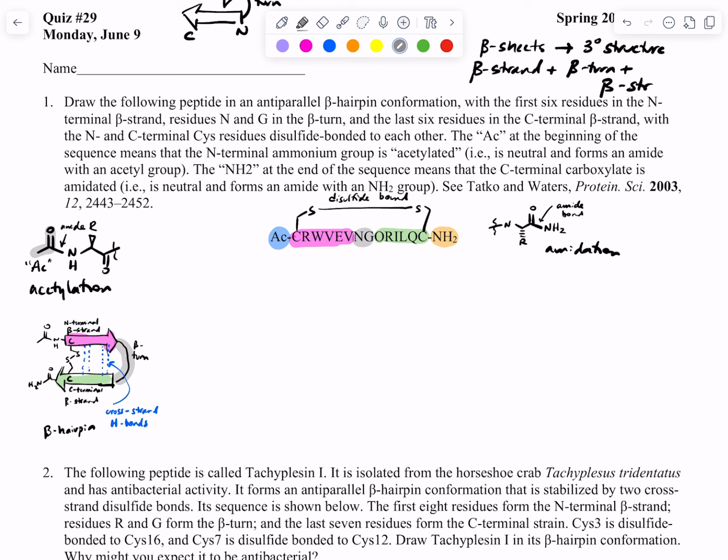Yes? Does it specify that somewhere in the directions, or is that just something that you're telling me? In the directions up here, it tells you the first 6 residues are the N-terminal beta strand, residues N and G are the turn, and the last 6 residues are the C-terminal beta strand. Didn't you say that G is usually part of the turn? G is frequently part of a turn because it's more flexible, and the peptide chain has to twist back on itself at that portion.